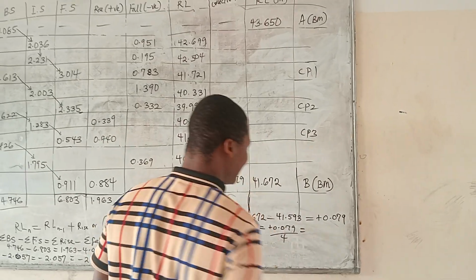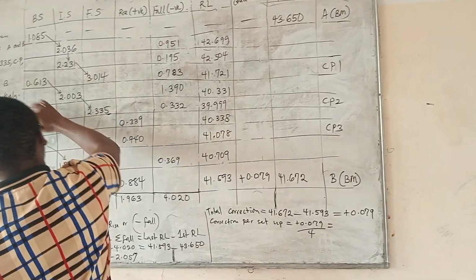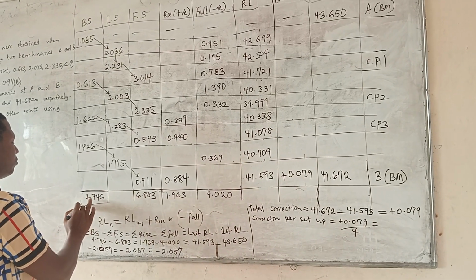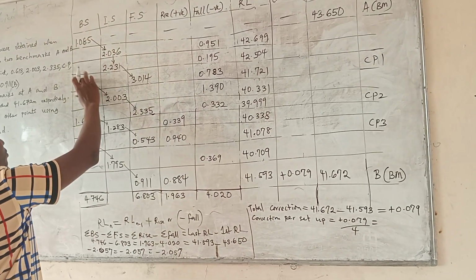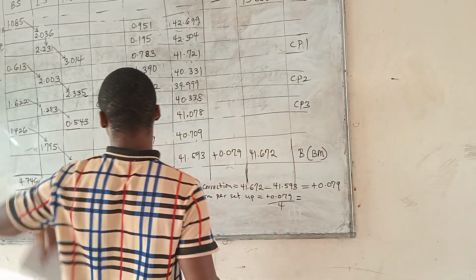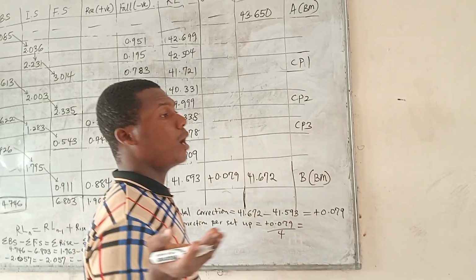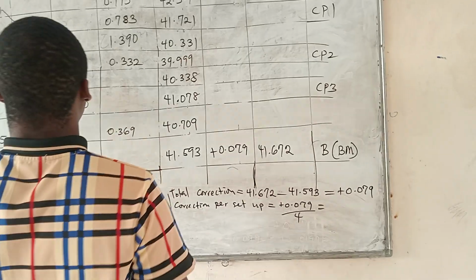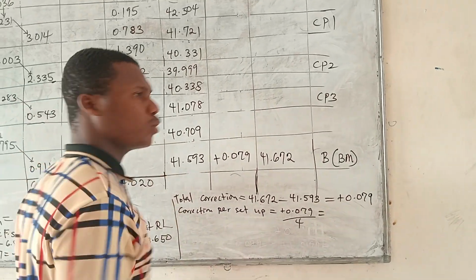And when you divide this, if you count this one, you say 1, 2, 3, 4. This one is the total, so this one is not part. Don't make the mistake. You just have 1, 2, 3, 4 backsides there, which is also, if you count the foresights, 4. Now take note, in leveling operation, the number of backsides must be equal to the number of foresights.